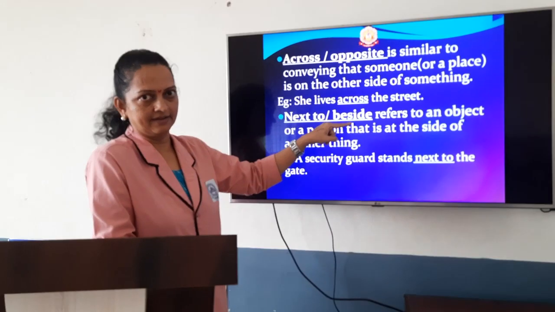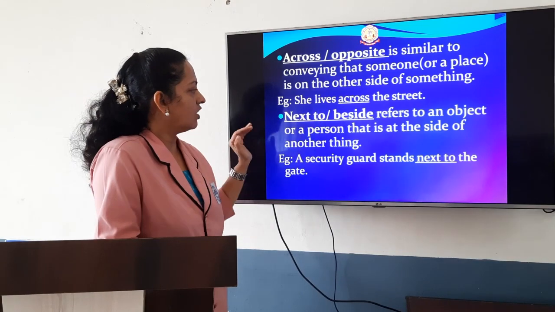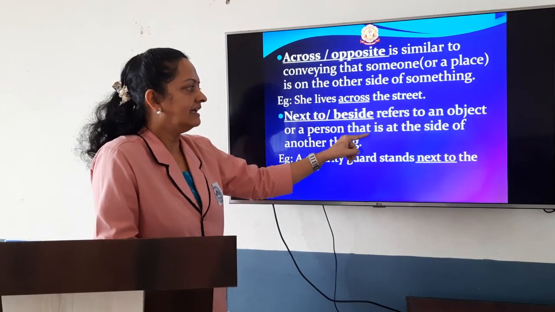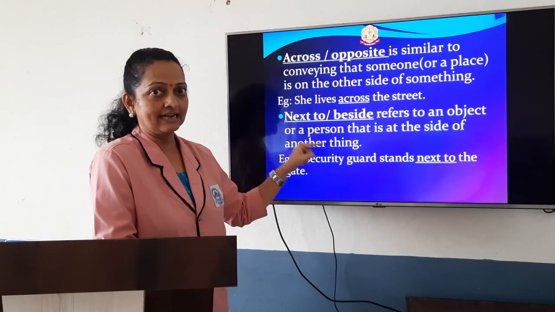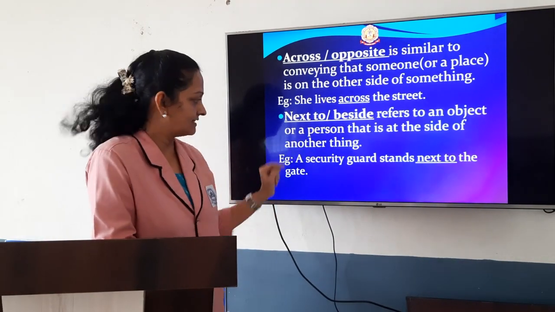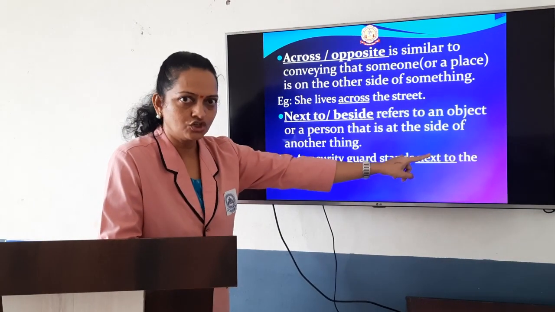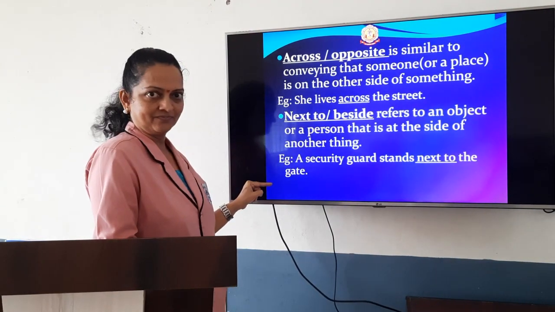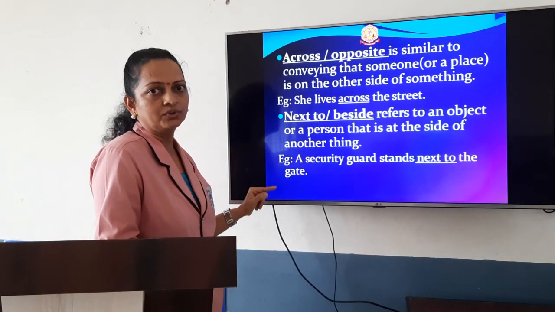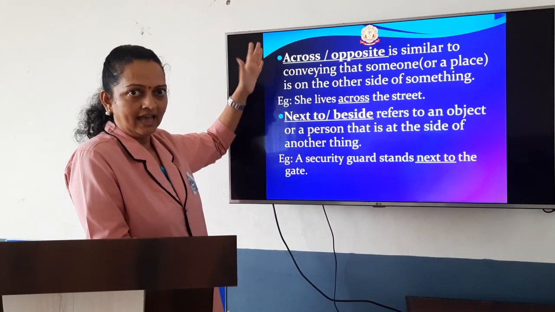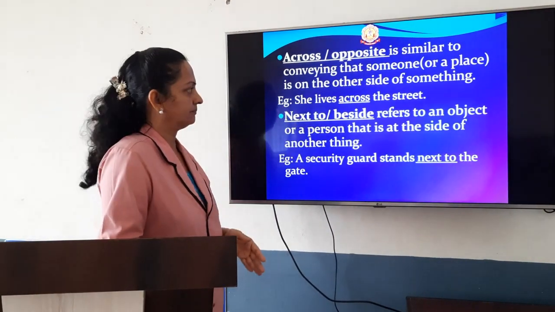Next to or beside. When do we use next to or beside? It refers to an object or a person that is at the side of another thing. Example: a security guard stands next to the gate. So where is the security guard standing? He is standing next to the gate. So here we had examples of across or opposite and next to or beside.